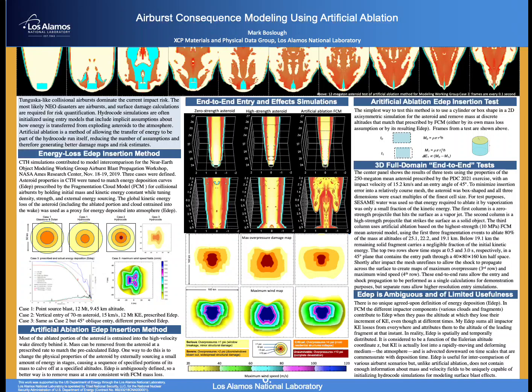My EDEP sums all impactor kinetic energy losses from everywhere and attributes them to the altitude of the leading fragment at that instant. In reality, EDEP is spatially and temporally distributed. It is considered to be a function of the Eulerian altitude coordinate z, but kinetic energy is actually lost into a rapidly moving and deforming medium, the atmosphere, and is advected downward on time scales that are commensurate with the deposition time. EDEP is useful for intercomparison of various airburst scenarios, but does not contain enough information about mass and velocity fields to be as useful as artificial ablation for initializing hydrocode simulations of surface blast effects.